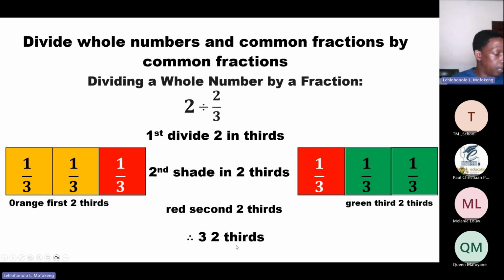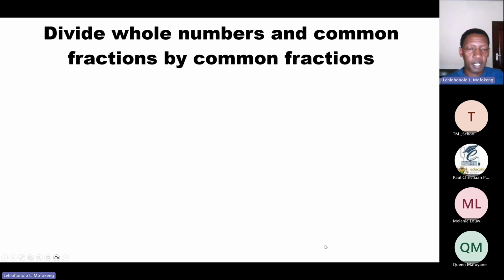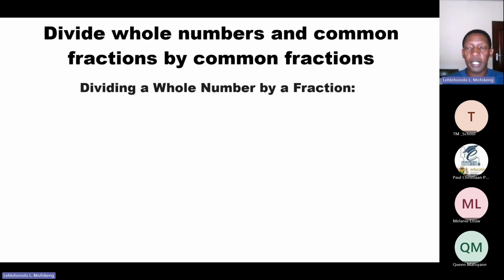Right. Now we can go to the next part whereby we are going to apply the method. Whatever method we apply here must give us 3. If it gives us 3, it confirms that whatever we have done is correct. So let's start. Here is the solution to calculate 2 when it is divided by 2/3.